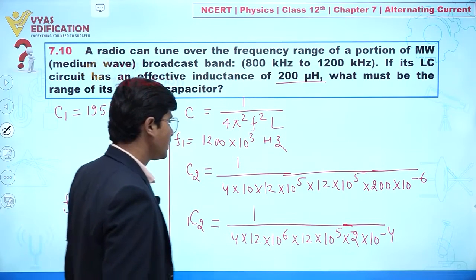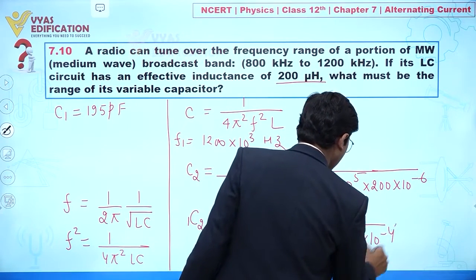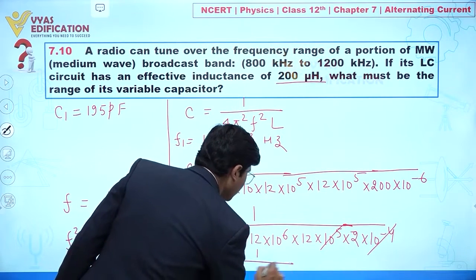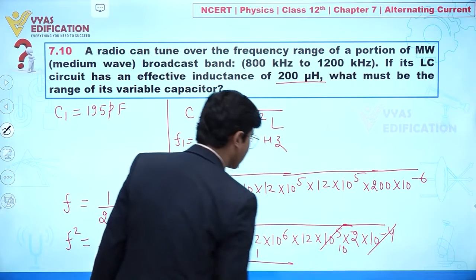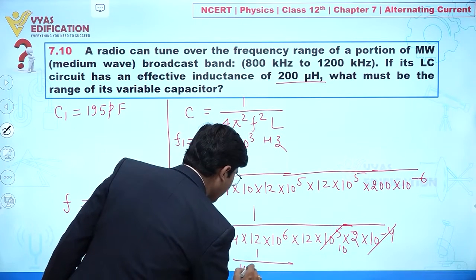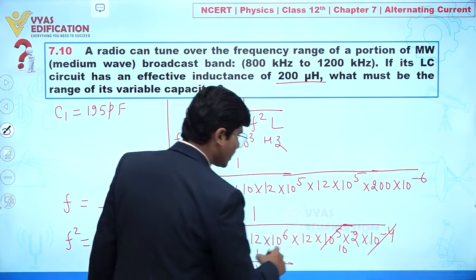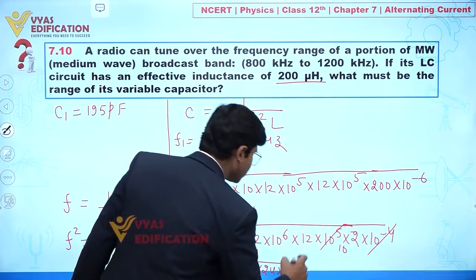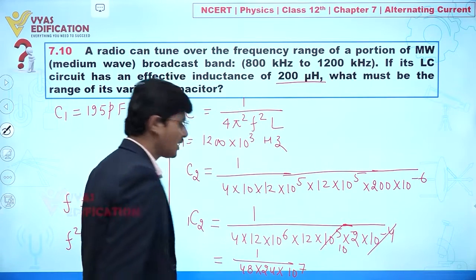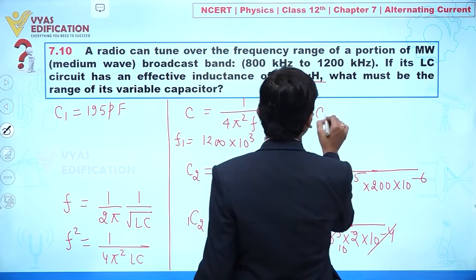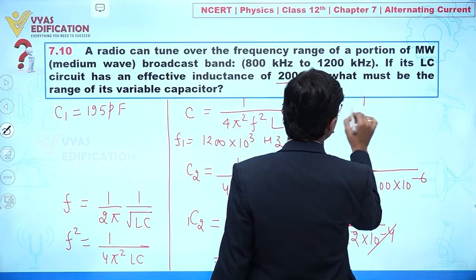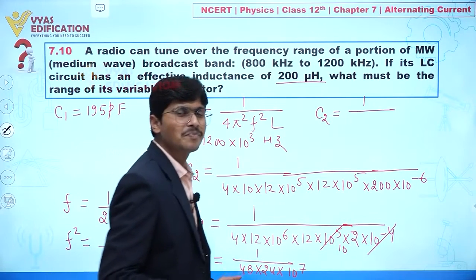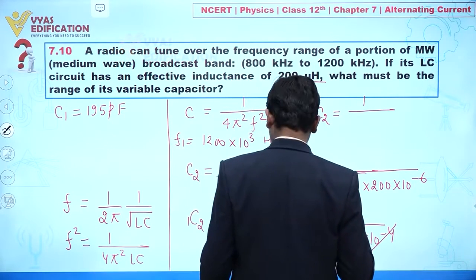Now this one is what? That is 10, so I am taking 10 here. 12 multiply 4, I can say 48, multiply, here we have 12 multiply 2, this is 24, multiply 10 to the power 7. So from here we can write the value of C2: you get 24 into 24, that is 576.